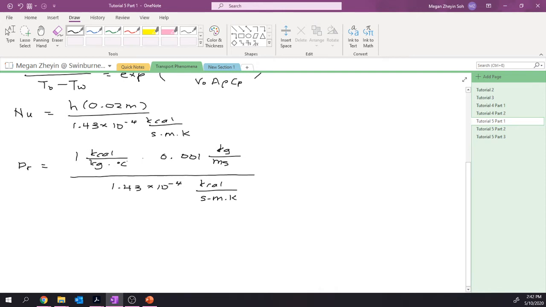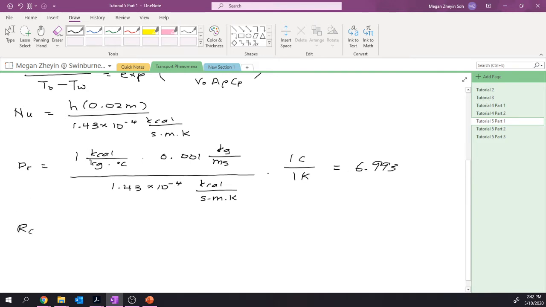Because we have Celsius and K over here, right? So we need to change by putting 1 C is 1 K. Therefore, we get 6.993.